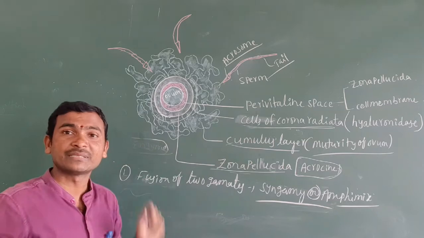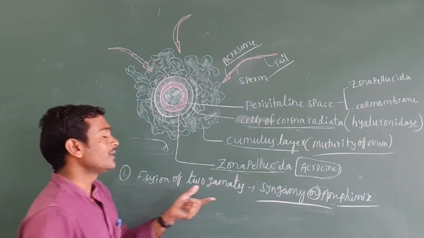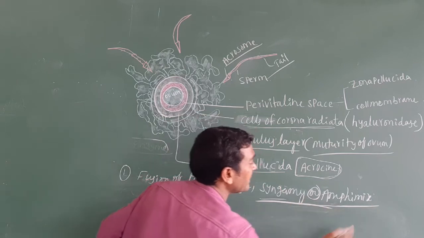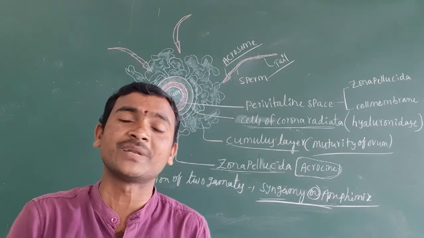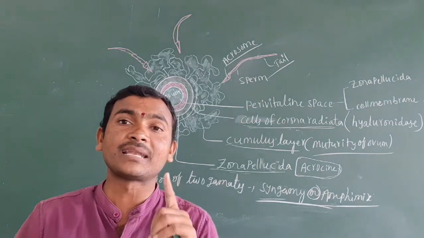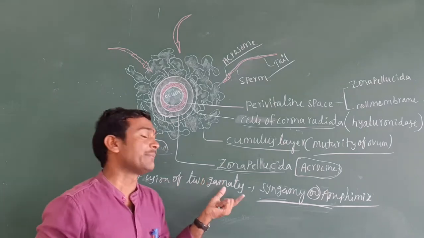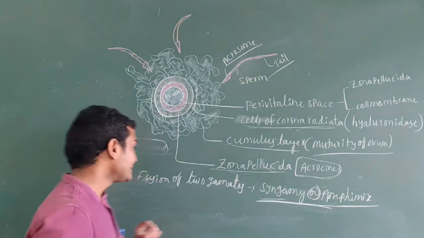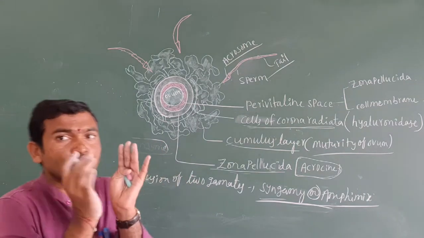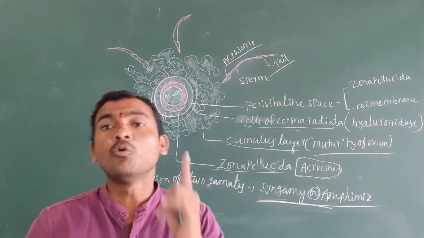Syngamy or ambimixis. What is the difference between fertilization and syngamy or ambimixis? Fertilization, syngamy and ambimixis are synonyms, only slightly different. Fertilization is an act. The combination of the two gametes is called syngamy or ambimixis. Next, the combination of the two nuclei: one is the sperm nucleus, another is the ovum nucleus.